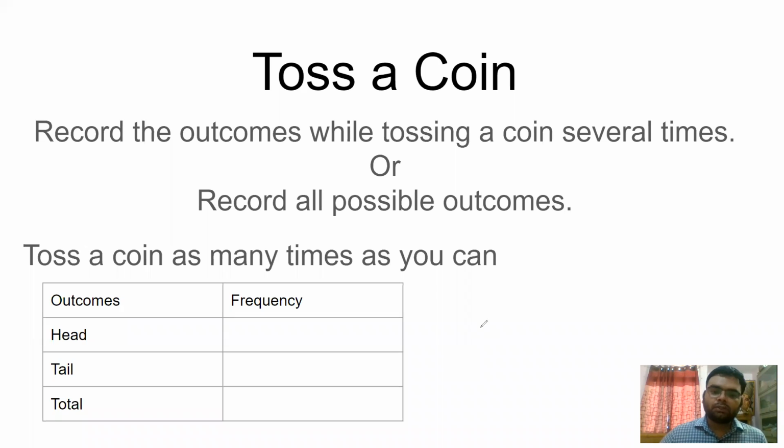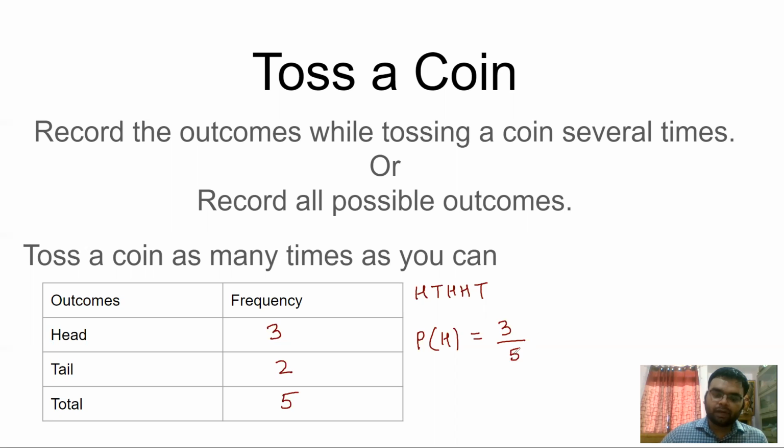So let us suppose we toss a coin 5 times. The first time we get head, the second time we get tail, then head, and then head, and then tail. Out of the 5 times we perform the experiment, the number of times we get head is 3, and the number of times we get tail is 2. So the total number of times we perform the experiment is 5. Therefore, the probability of getting a head is 3 divided by 5, which is the number of times the head has come out of the number of times the experiment is performed.